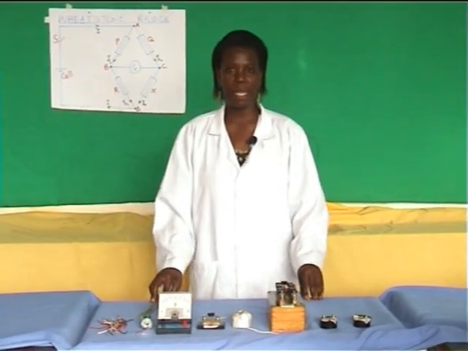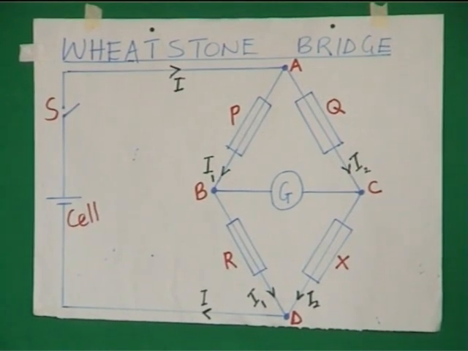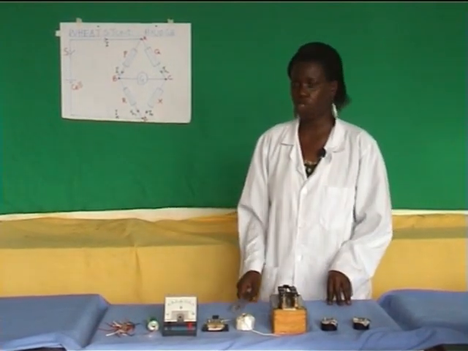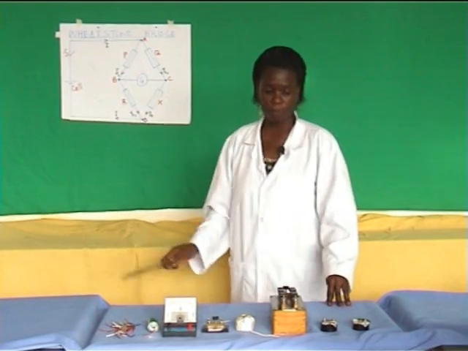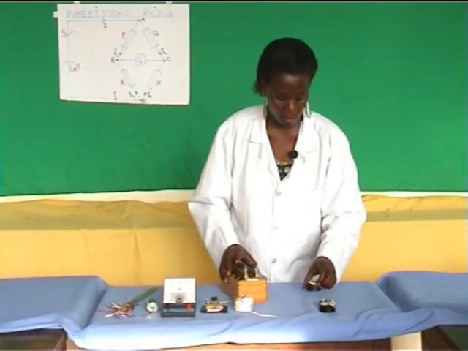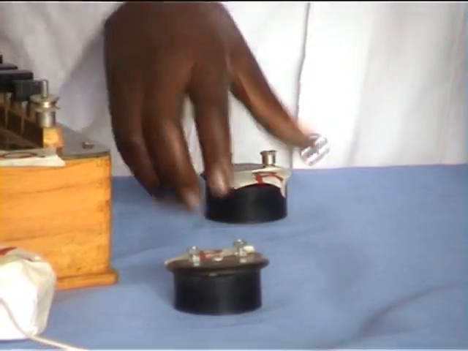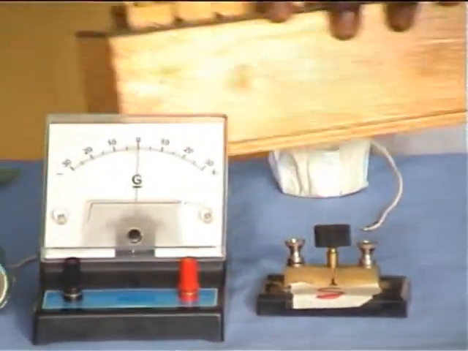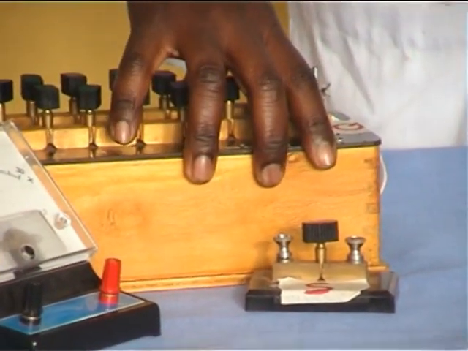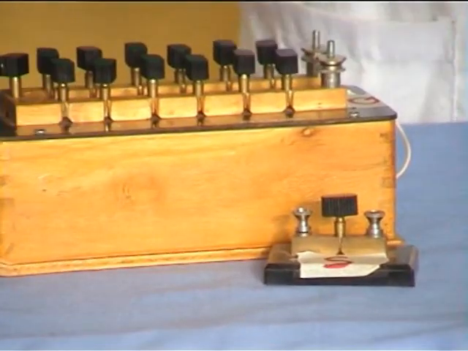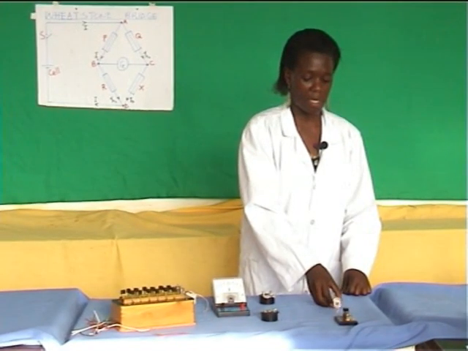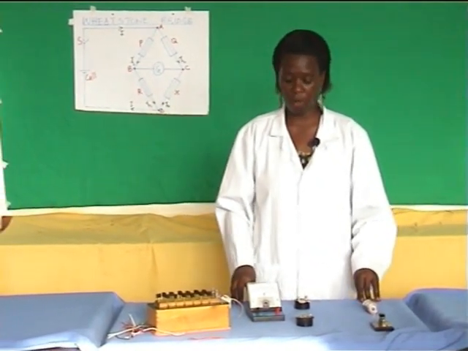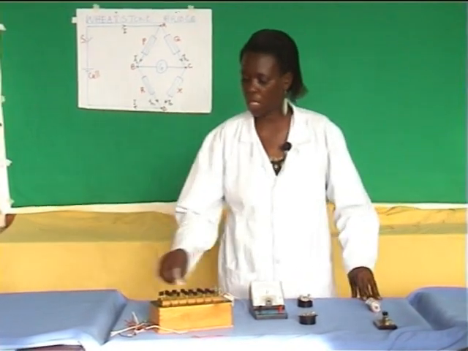Procedure: connect the devices as shown in the circuit diagram. Before connecting, arrange the devices as shown in the circuit diagram. Take resistor P, resistor R, unknown resistor X, resistor Q, which is a resistance box, galvanometer, dry cell, and a switch. Then after arranging them, start to connect one device to another by using connecting wires.